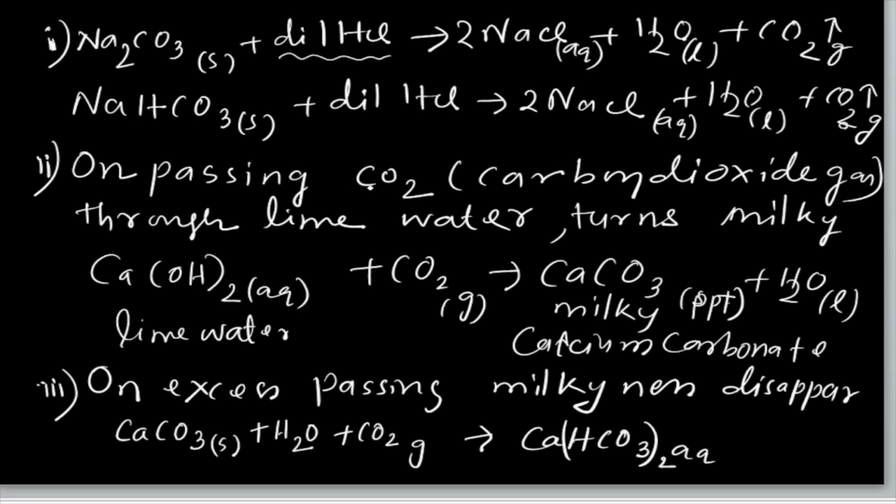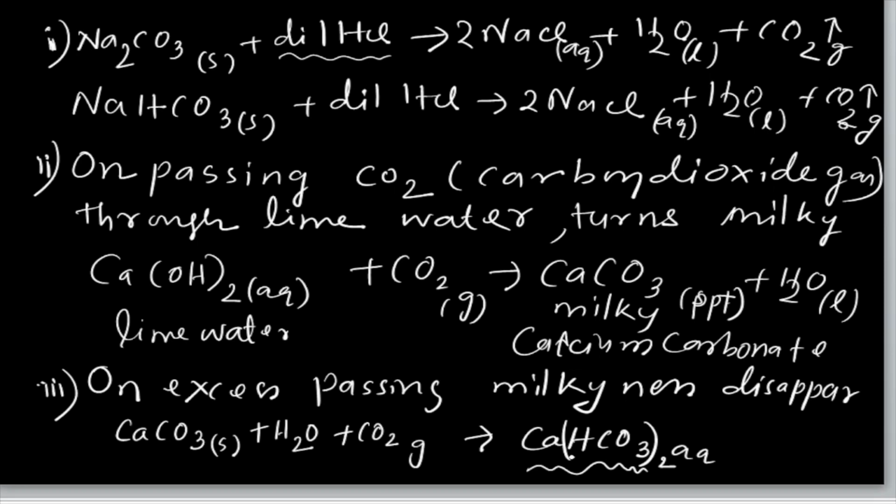On passing carbon dioxide through lime water, I told you lime water is the upper portion of calcium hydroxide with water kept overnight and decanted. When you pass carbon dioxide, it changes to calcium carbonate, which is a white precipitate, the milkiness. Similarly, on passing excess, the milkiness does not remain, it disappears. It becomes a colorless liquid, calcium bicarbonate or calcium hydrogen carbonate. Calcium hydrogen carbonate is a colorless liquid.